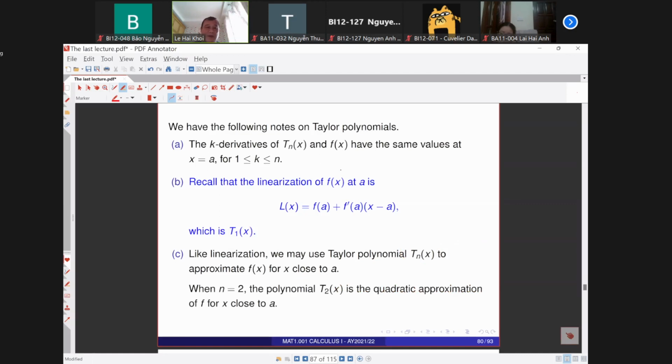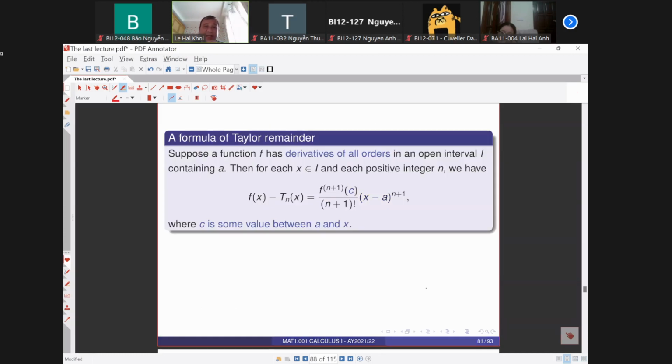Okay? For example, when n equal to 2, T2 is quadratic. Là bậc 2, là cái xấp xỉ bậc 2 đối với f. T1 là xấp xỉ bậc 1, Tn là xấp xỉ bậc n. Right? Okay?